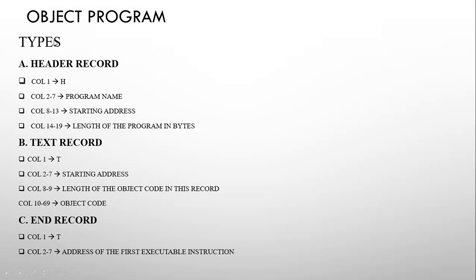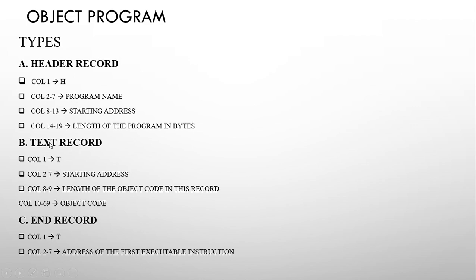Next, to find out the object program for the given SIC/XE program, in the object program we are having three different types, which are nothing but header record, text record, and end record. In the header record, we are having a total of 19 columns. Out of 19 columns, the first column is represented using the H value. Next, columns 2 to 7 represent the program name. Next, columns 8 to 13 the starting address of the program. Next, columns 14 to 19 the length of the program in bytes.